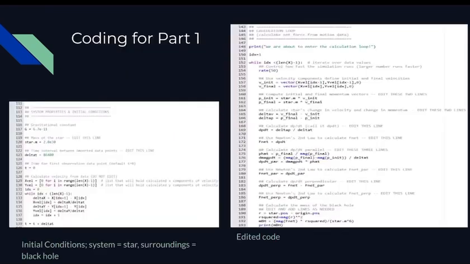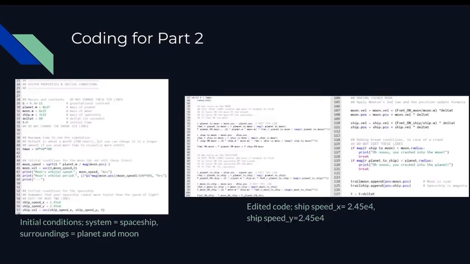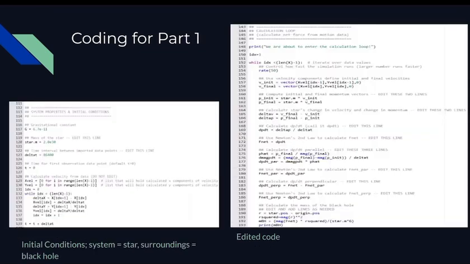Here's the coding for part 1. We have our initial conditions, which include the gravitational constant here, and then the mass of the star, which is given to us, which is 2 times 10 to the 30th kilograms. And then to the right, we're essentially applying all of the models that we discussed earlier, including Newton's second law, for example. And then we have our coding for part 2. Oh, and for part 1, the system is the star and the surroundings are the black hole.